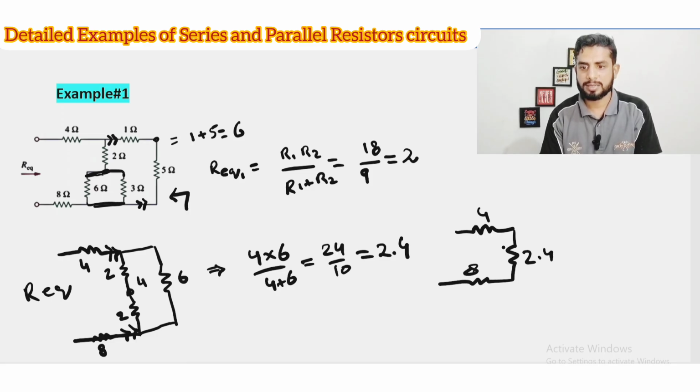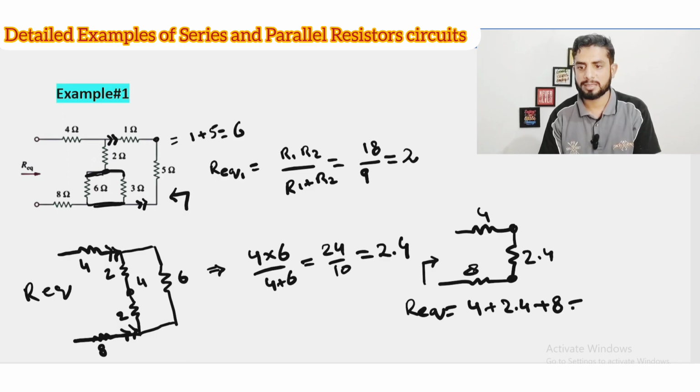See here, 4 and 2.4 have one common terminal. 2.4 and 8 have one common terminal. It means all these resistors are in series, and R equivalent will be equal to R1 plus R2 plus R3. This is equal to 14.4 ohm. This is the final equivalent resistance.